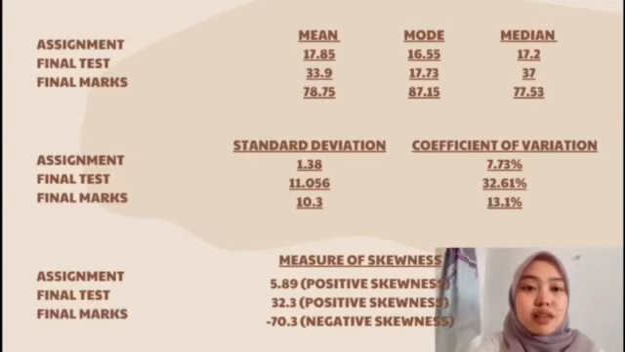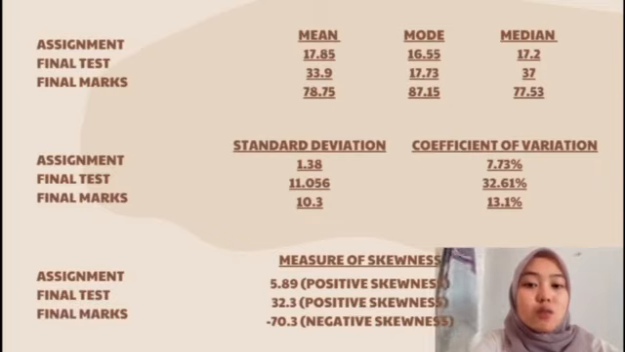Standard deviation for final marks is 10.3 marks. About 68% of the data lie in the interval. The students obtain 68.45 to 89.05 marks in the final marks. 95% of students obtain 58.15 to 99.35 marks in the final marks. 99% of students obtain 47.85 to 109.95 marks in the final marks.